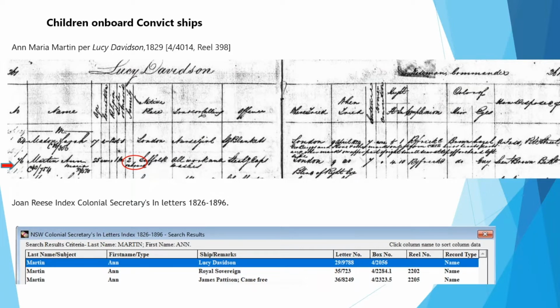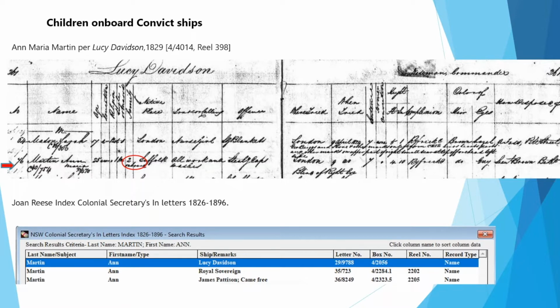Now, children of convicts, as I mentioned, particularly young children, could often accompany their convict mother out on the voyage, but not recorded by name. So if we look at this example of Anne Maria Martin coming out on the Lucy Davidson in 1829, we can see there that under family, it just lists 2 on board, no other information. Now, there were no other papers for this vessel.